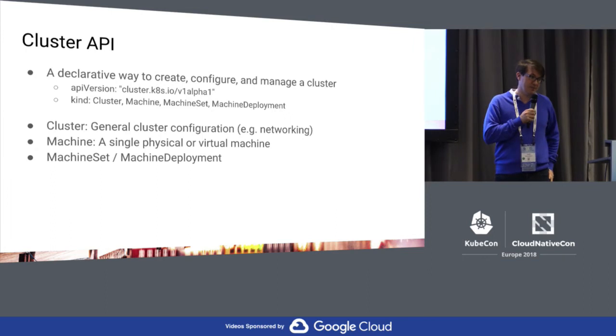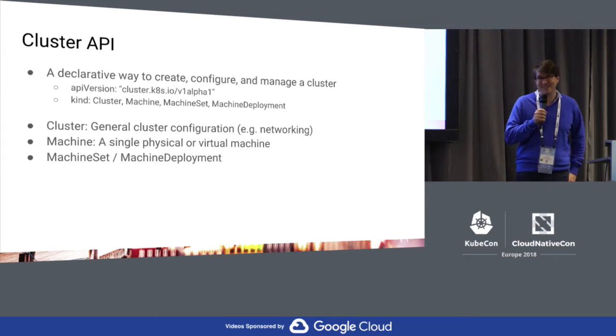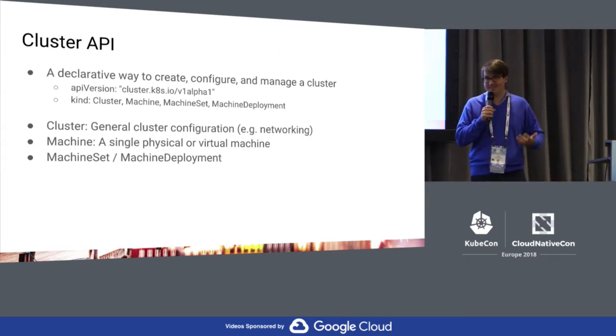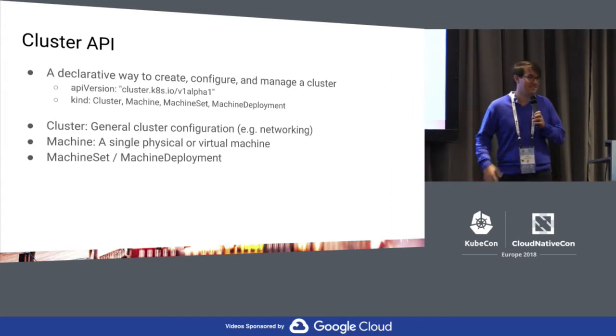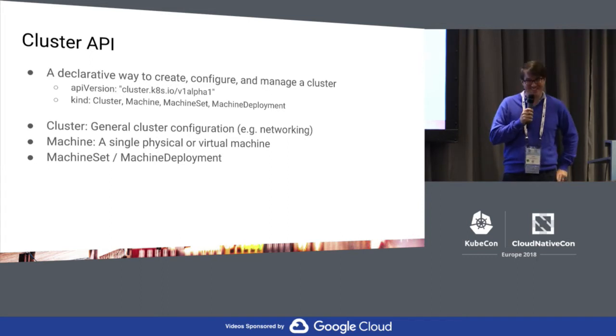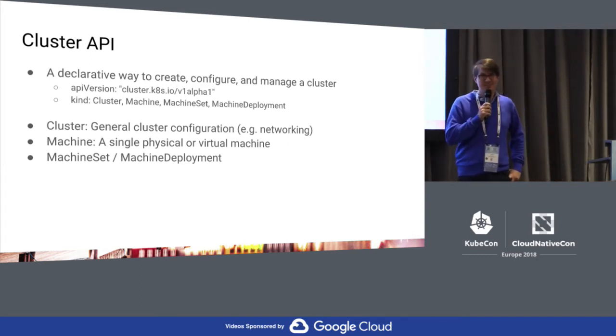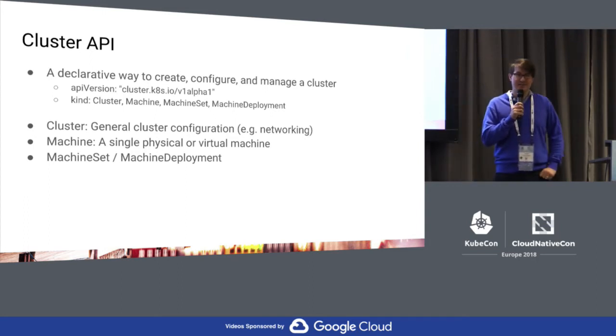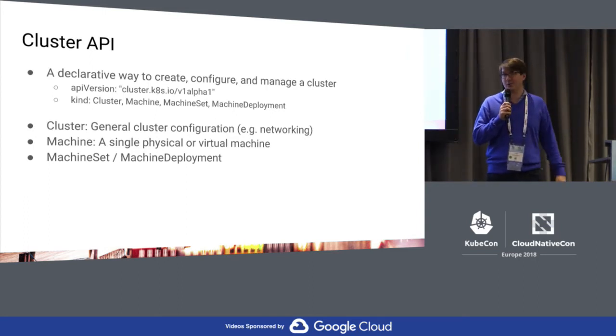Then we have another object called a machine. This is a circular definition, but a machine is a single physical or virtual machine. So it might be an instance on Google Cloud or Amazon, or it might be a physical piece of hardware. It's different from a node in that a machine becomes a node, but a machine has not yet registered as a node. It is typically a request to provision a machine. There's a controller that will create or provision a machine, or get control of a machine from a pool, for example, in a physical environment.